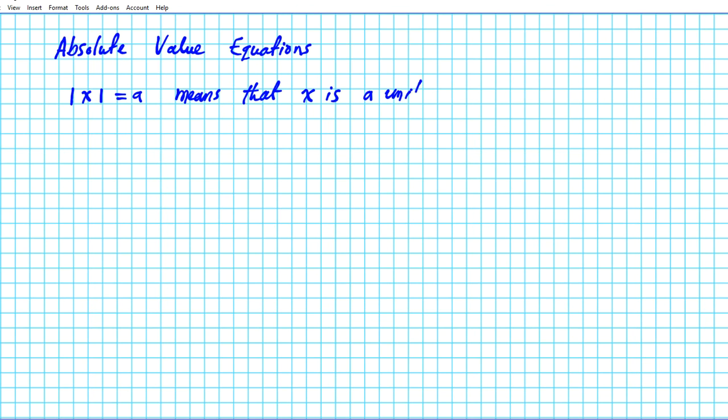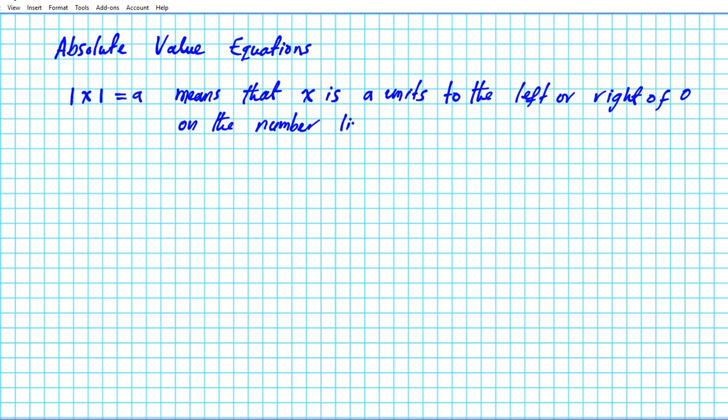So, let's write down the following. Absolute value equations. Now, if you have the absolute value equation, the absolute value of x is equal to some number, let's say the number is a, what does this equation mean? This equation means that x is a units to the left or right of 0 on the number line.